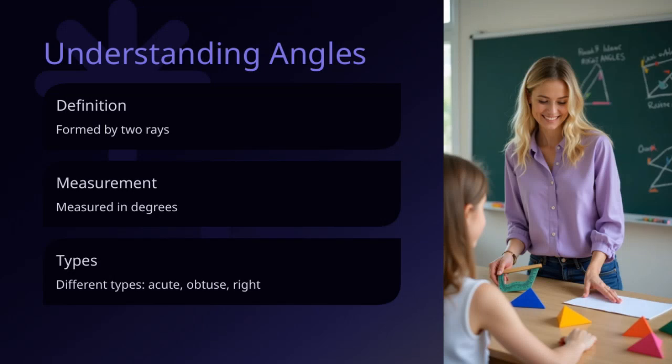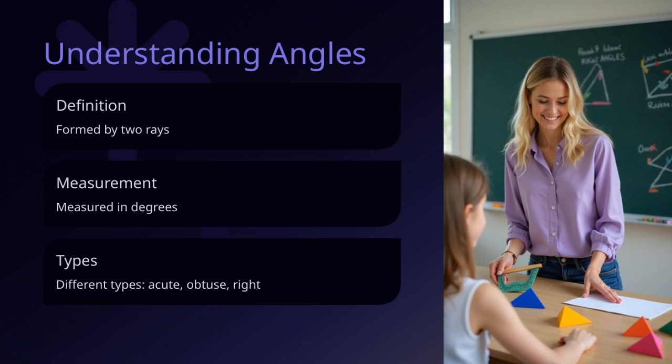Today, let's explore the different types of angles we encounter in geometry. There are three main types: acute, obtuse, and right angles. These types are all measured in degrees, which helps us understand their size and shape. An angle is formed when two rays come together at a common point, creating that space between them.